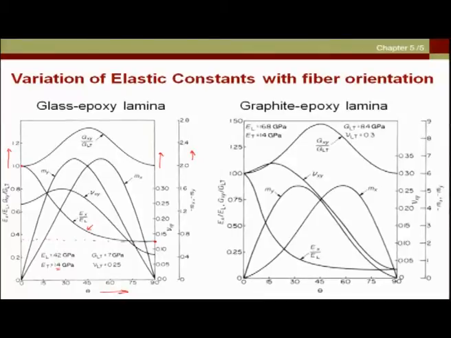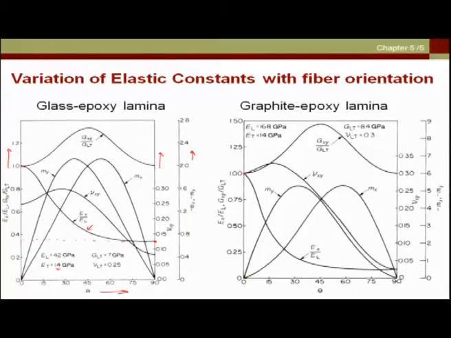Let us look at the same graph, but this is for graphite epoxy lamina. Now, what is the difference? Here El is 168, Et is still 14 because we are using the same matrix material, GLT is 8.4, so it is a little higher, and nu LT is 0.3. So, once again it starts from 1 and it goes down to a pretty small value, because Et by El is very small, it is less than 0.1, 14 divided by 168 is less than 0.1.